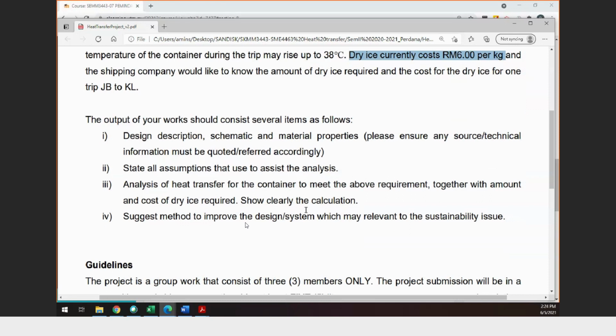So what is the sustainability issue? You may search around. A sustainability issue is something that can probably benefit human beings or benefit the manufacturing of the container, probably related to the use of the material, or probably related to the use of the dry ice, depending on what you are trying to propose or suggest based on the sustainability issue.